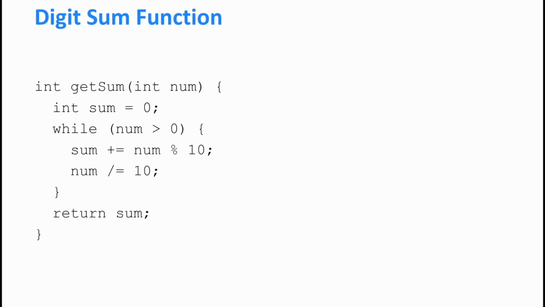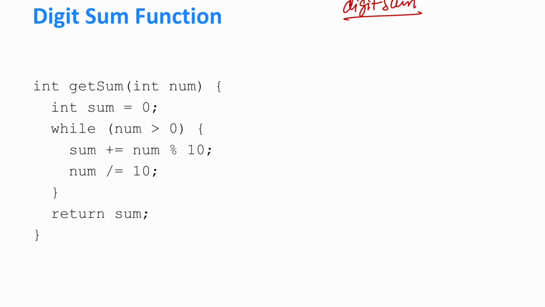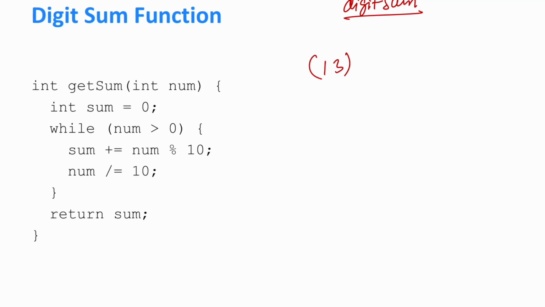So it's pretty sure that we'll be needing digit sum for this problem. So we'll be using this helper function, which gets me the sum of all the digits, right? For example, if I am passing 13 in this function, and when I call it, it will return me 4.